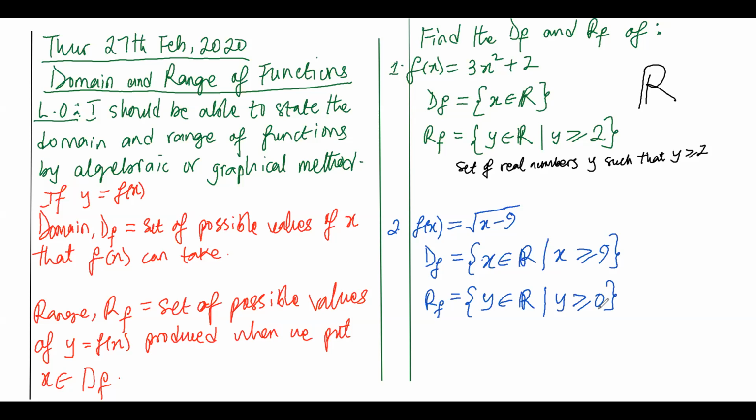Because x has to be greater than or equal to 9, and when x equals 9, it's the square root of 0, and the answer is 0. And even if x is more than 9, you cannot get a lower number than 0. That's very correct. I hope everybody understands what she has said.